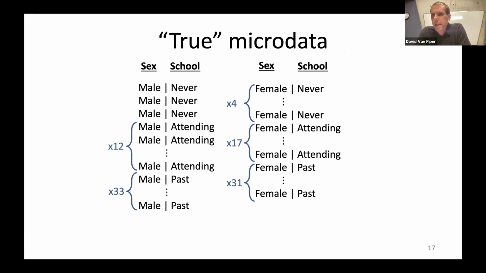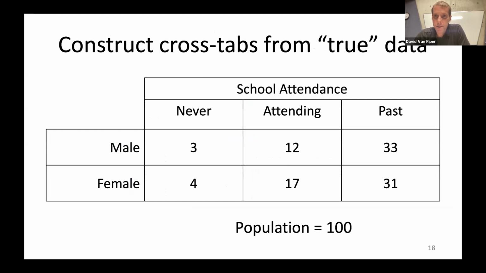So I have a toy example here that will help explain how differential privacy is actually implemented in practice, which will help you understand what's going on in the 2020 data. Here I have results from a survey. There are two questions on the survey. What sex do you identify as? And what's your school history? Have you never attended school? Are you currently attending school? Or did you attend school in the past? We have 100 respondents from this survey, and we take the true responses and create a cross tabulation from the survey responses.